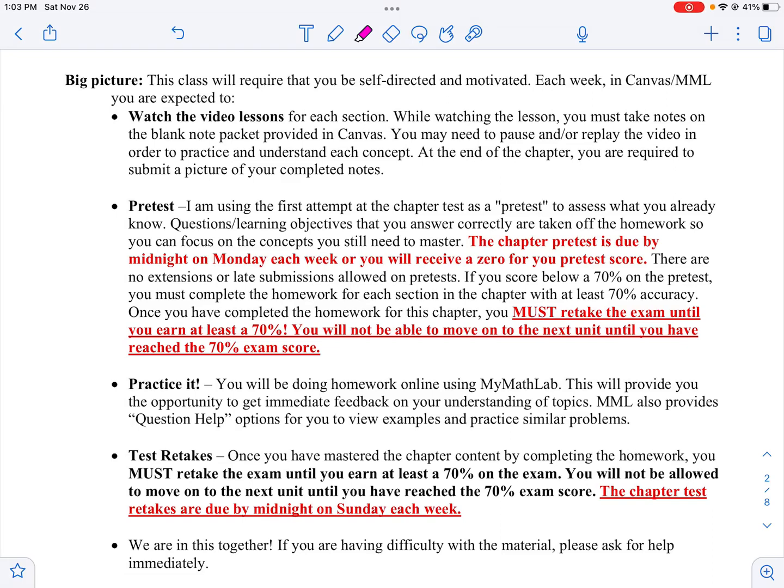All right, let's talk about how the class is going to work, the big picture. This class is an online class, or a predominantly online class, so it's really important that you are self-directed and motivated to work hard throughout the course. Each week, you should be able to access Canvas and MyMathLab to learn the information.